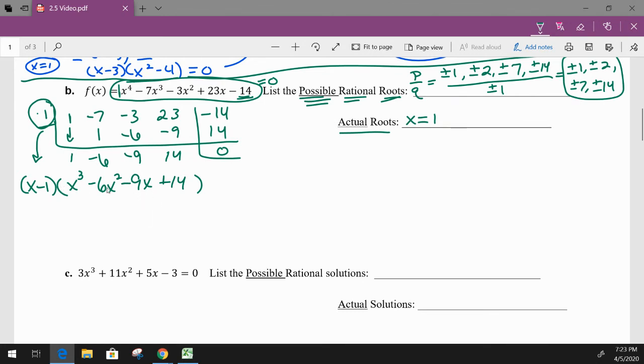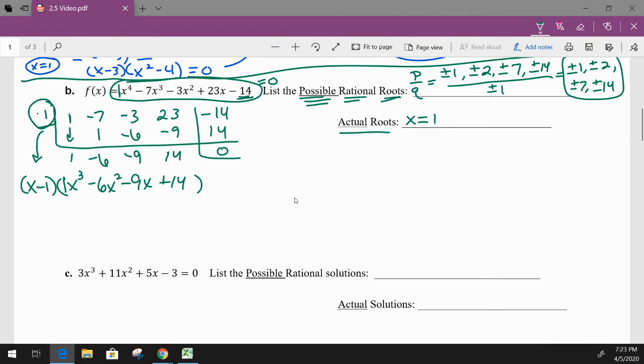However, I can look at this and I know from looking at it that I will not be able to factor this by grouping, which means we are going to have to use synthetic division again, but do not use the original. Use this new polynomial. So you've got a leading coefficient of 1, negative 6, negative 9, 14. 14 is still the constant. It still has these same possible rational roots. So let's try 1 again.